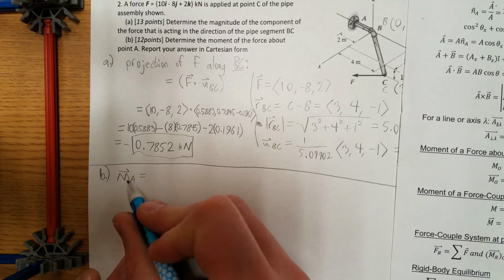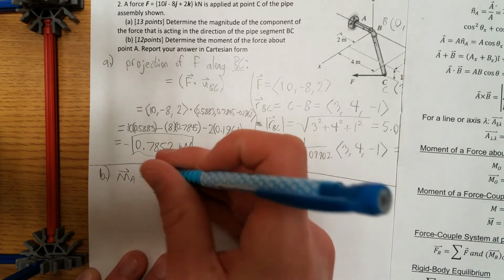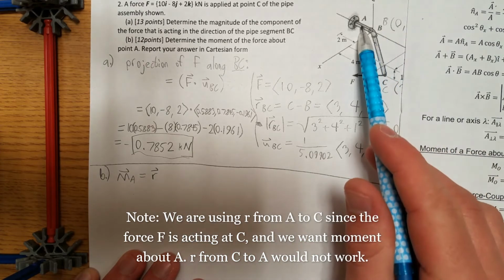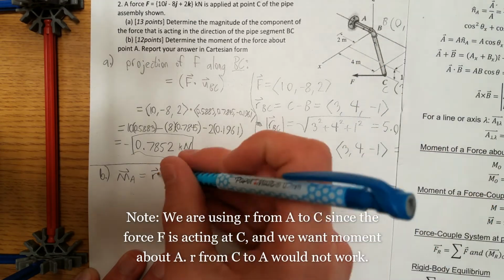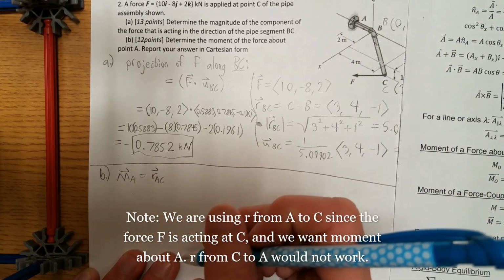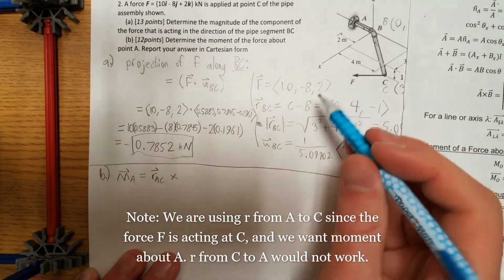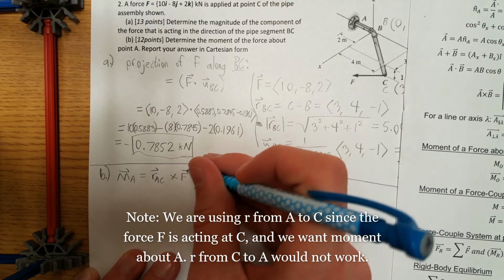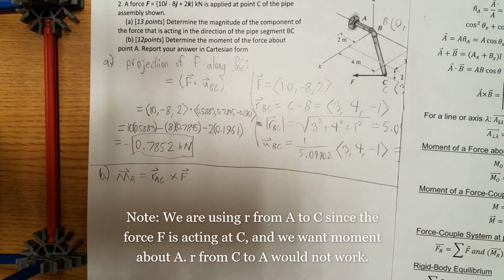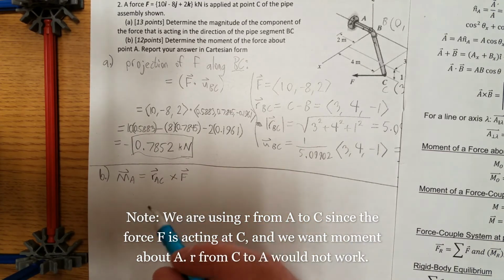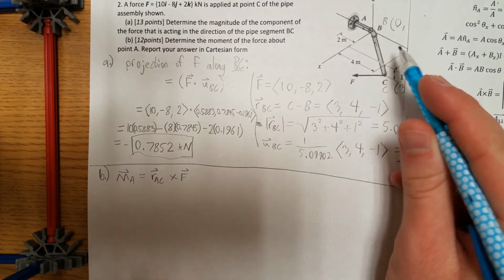Another exam tip is to always write out the equations that you're going to use. So the moment at A is going to be equal to the position vector, and the position vector is going to be AC, crossed with the force vector. So let's take a look at this. We need our vector of AC.